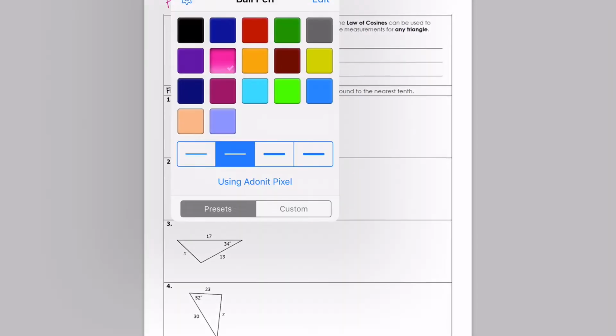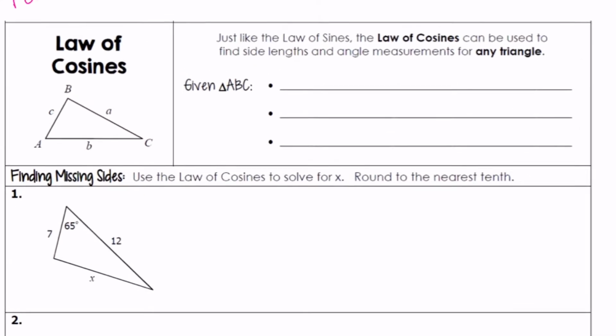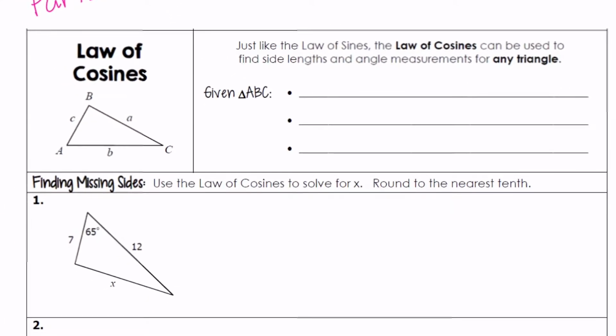Okay, so here's part 2 of these notes, and this is looking at the law of cosines. So again, just like the law of sines, the law of cosines can be used to find side lengths and angle measurements for any triangle, not just right triangles, any triangle. Okay, these kind of seem confusing at first, so just bear with me.